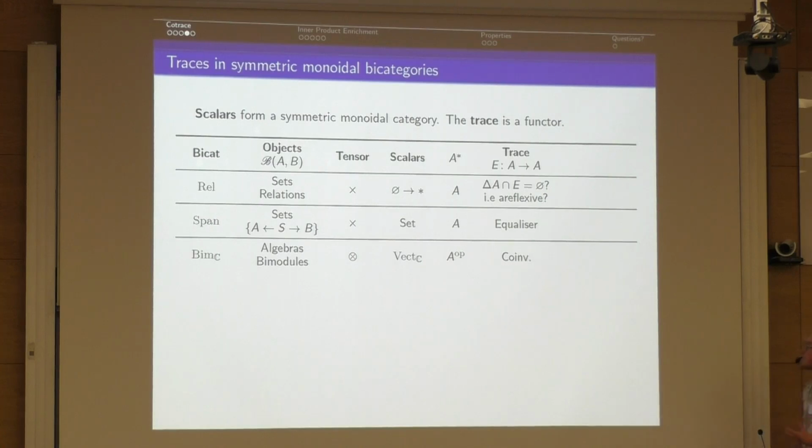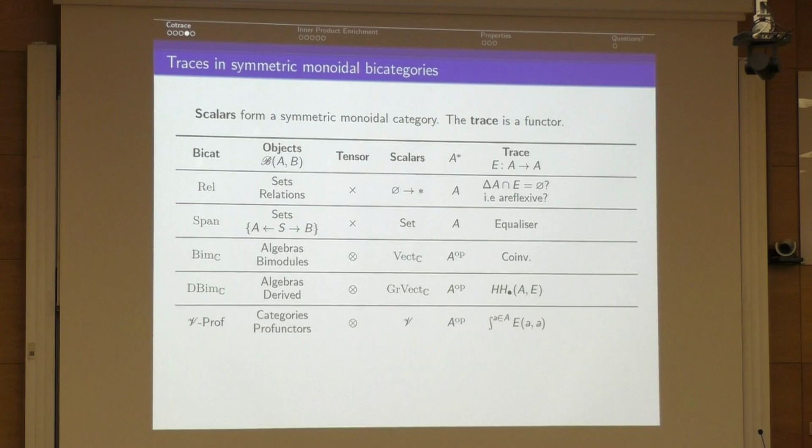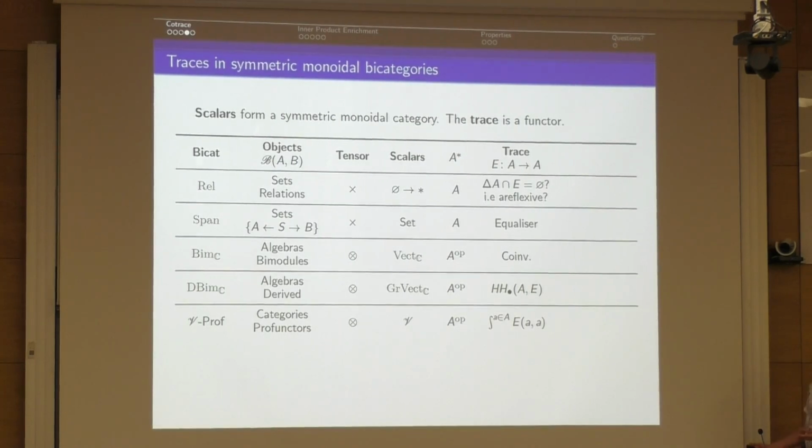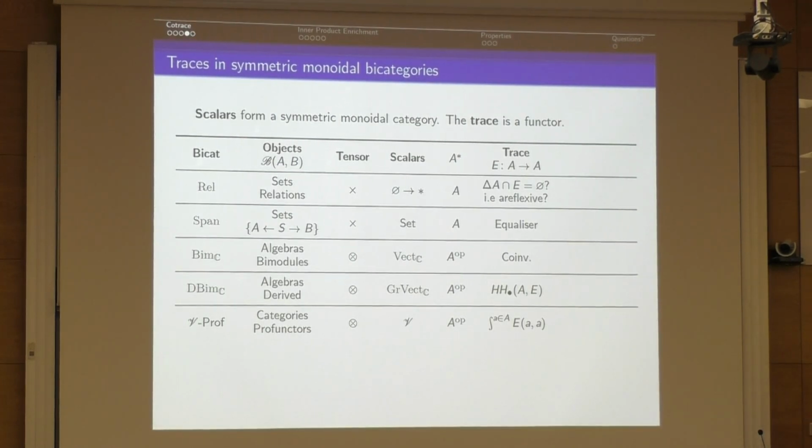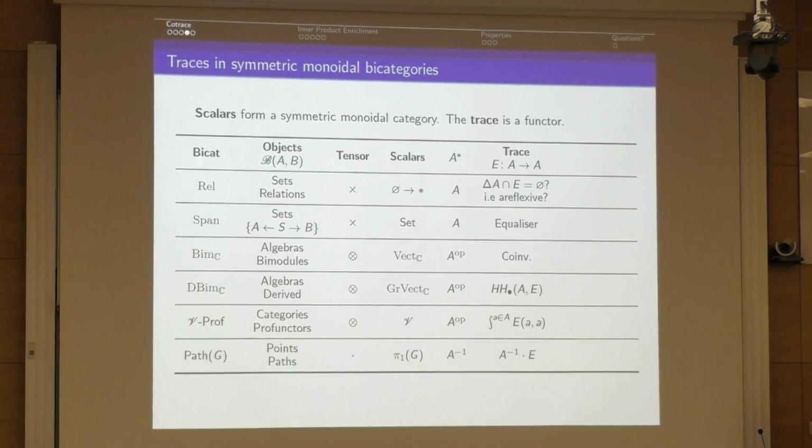There's a slightly more algebraic example where you take the bicategory whose objects are algebras. Between them you have bimodules, and in this case scalars are vector spaces, and the trace gives you the coinvariants of a bimodule. Then there's a derived version of this story where you take derived categories of bimodules and then you get Hochschild homology. I think my favorite example is categories and profunctors. In this case, the trace just gives you the coend of a particular profunctor.